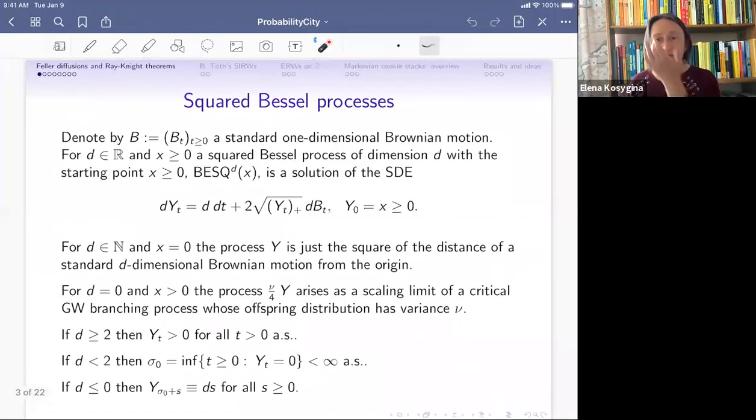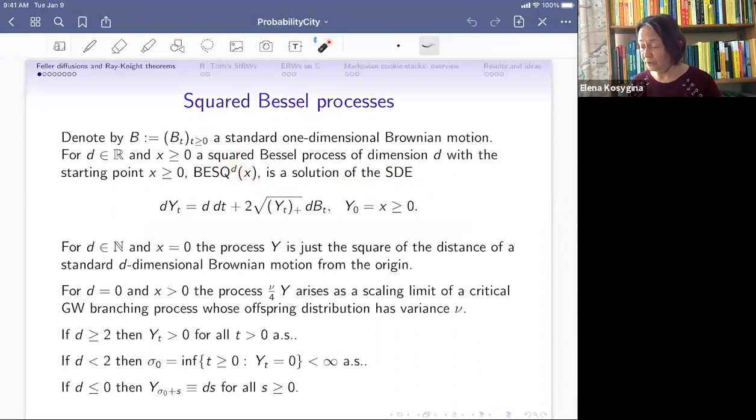So I'll start with a review of squared Bessel processes because they are important players in this game. B is a standard one-dimensional Brownian motion. D is the dimension. In this case, we look at the generalized dimension, so it's any number in R. And X is a starting point of a squared Bessel process of dimension D. We'll denote it this way, where dimension is in the superscript and the starting point is in parentheses. And it's a solution of the stochastic differential equation written here with the initial condition X.